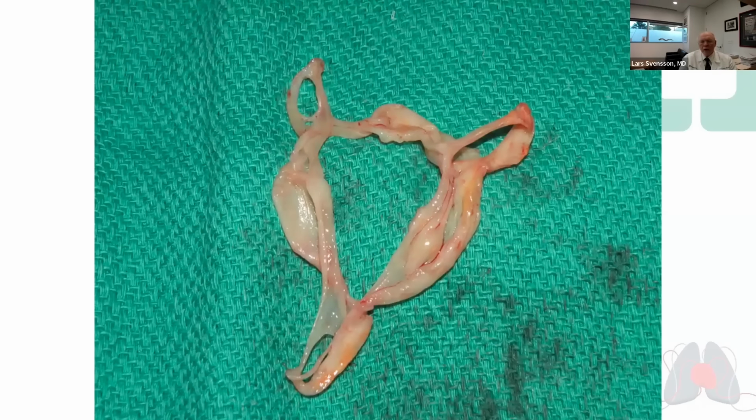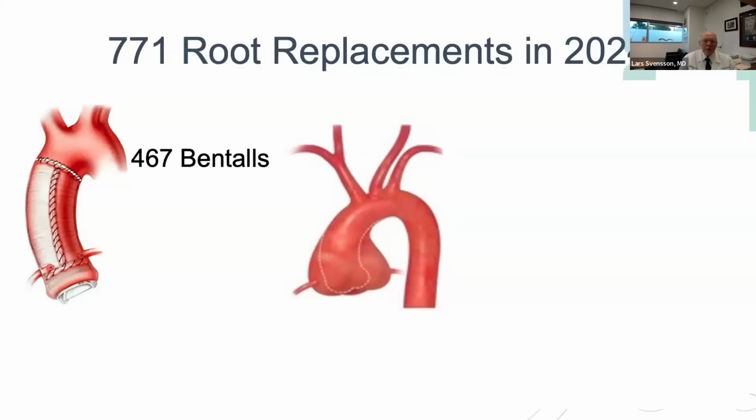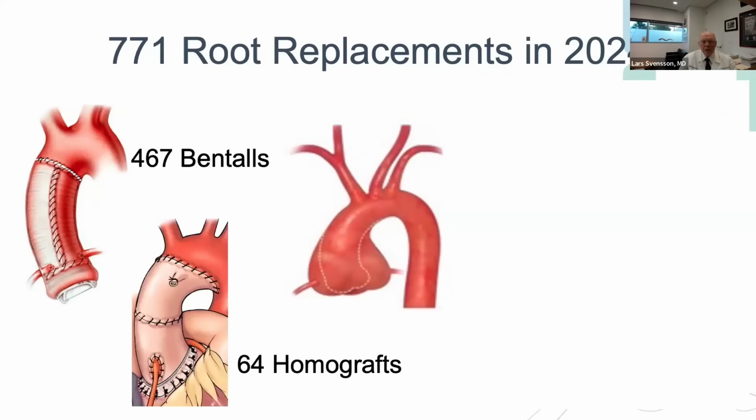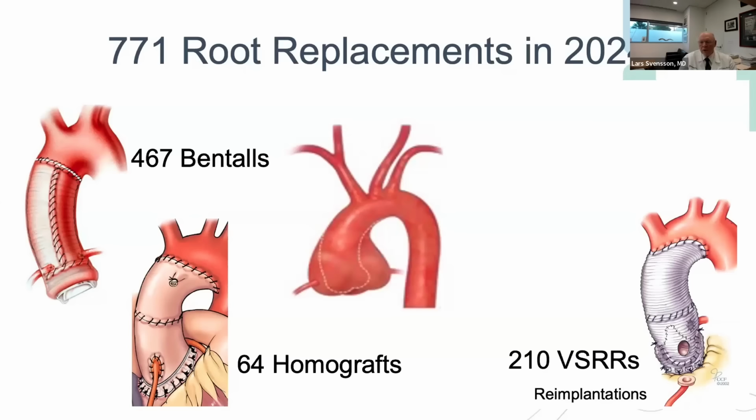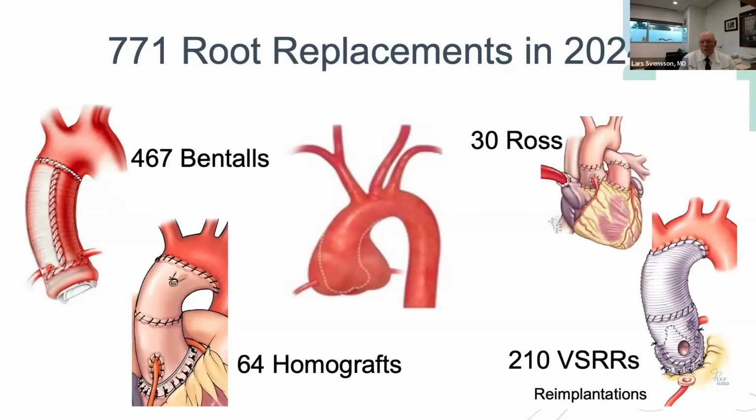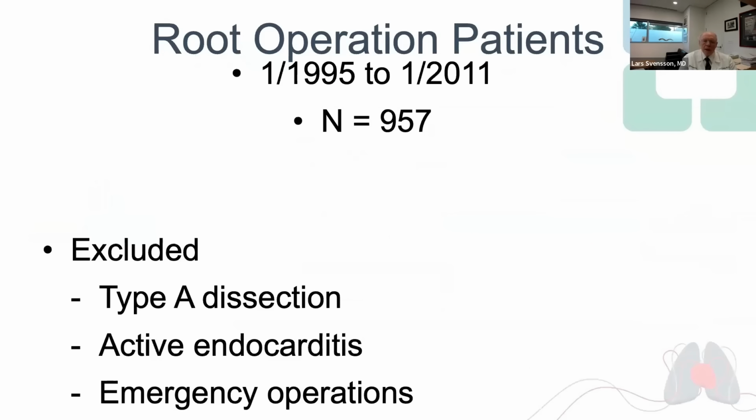So 771 root replacements in 2024, 467 of those were the so-called Bentalls, 64 were homografts, so human transplant valves, and 210 valve sparing operations with reimplantations, and then 30 Ross procedures. So let's just talk about root operations and outcomes.